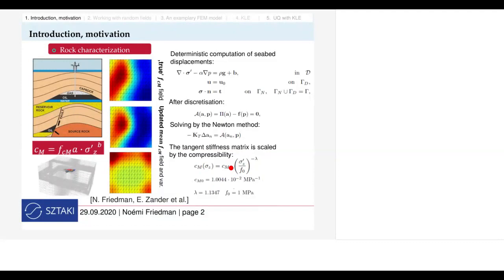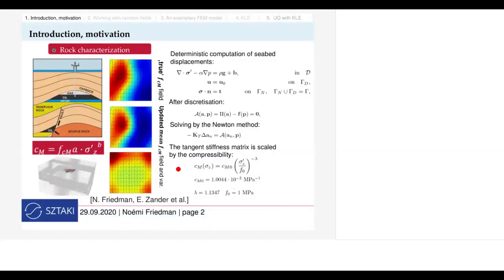But the problem was that this lambda value and this CM0 coefficient were estimated from measurements. They drilled into the soil and made some measurements. But these measurements were not done in situ, at the place, but with similar experiments. So then they found out that probably this compressibility is wrong, and this is what they have to modify and update.